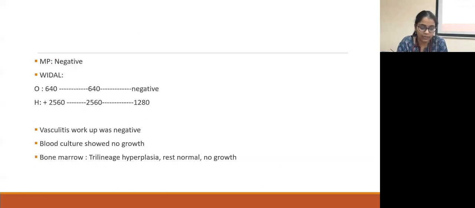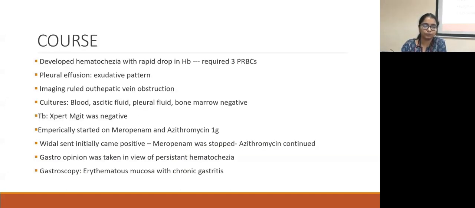Malarial parasite was negative. Because the patient came in third week of illness, a Widal was done, which showed O antigen at 640 initially. Serial Widal showed O antigen persisting at 640, then the third one was negative. H antigen with high titers of 2,560 persisting for the next sample, and again it reduced subsequently. Vasculitis workup was negative. Blood culture showed no growth. Bone marrow had trilineage hypoplasia, rest normal. The course of the patient.